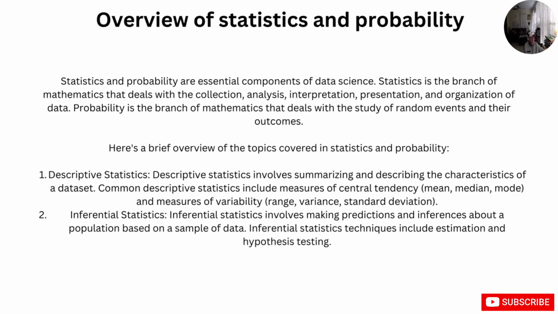Statistics is the branch of mathematics that deals with the collection, analysis, interpretation, presentation, and organization of data. Probability is the branch of mathematics that deals with the study of random events and their outcomes. Here's a brief overview of the topics covered in statistics and probability.